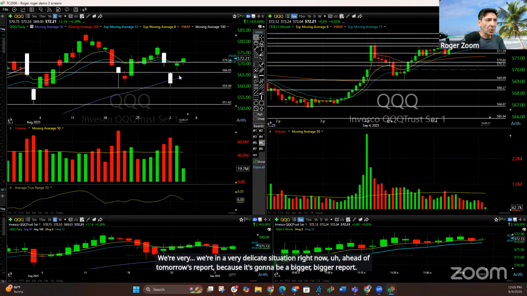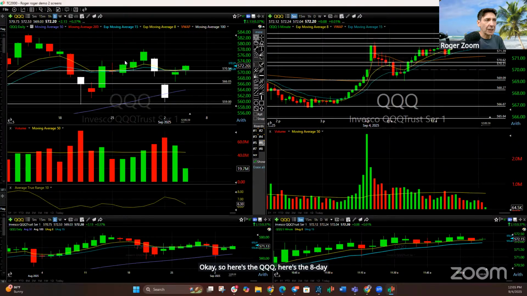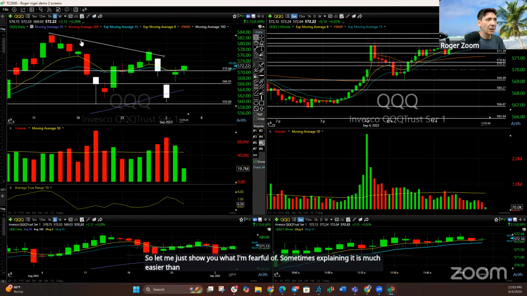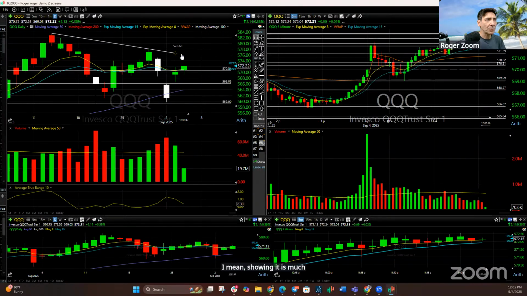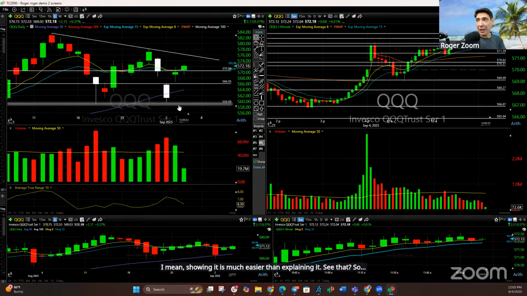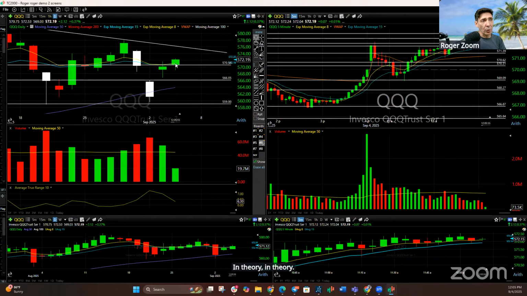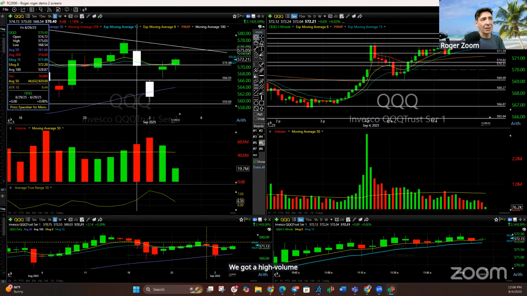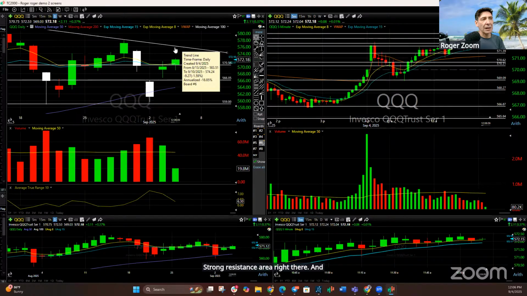Okay, so here's the QQQ. Here's the 8-day EMA right here, right? So let me just show you what I'm fearful of. Showing it is much easier than explaining it. See that? In theory, we're not there yet, but we're coming up from the 8-day EMA. We got a high volume candle right there. Okay? So there's a resistance area right there. A strong resistance area right there. And we're coming up to this.